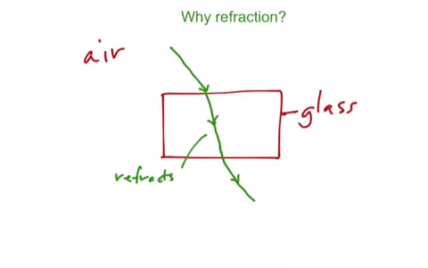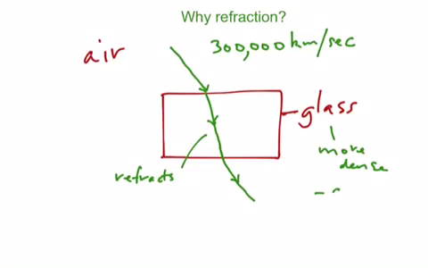Why does it do this? Well, remember, light is travelling at very close to 300,000 kilometres per second. When light passes into a medium that is more dense than the one it's already travelling through, now by density we mean how much material is packed into a certain space. So glass, for example, is more dense than air. There are more particles packed into the space occupied by the glass than there are particles packed into the same space in air. So glass is more dense than air. If you like, it's kind of thicker.